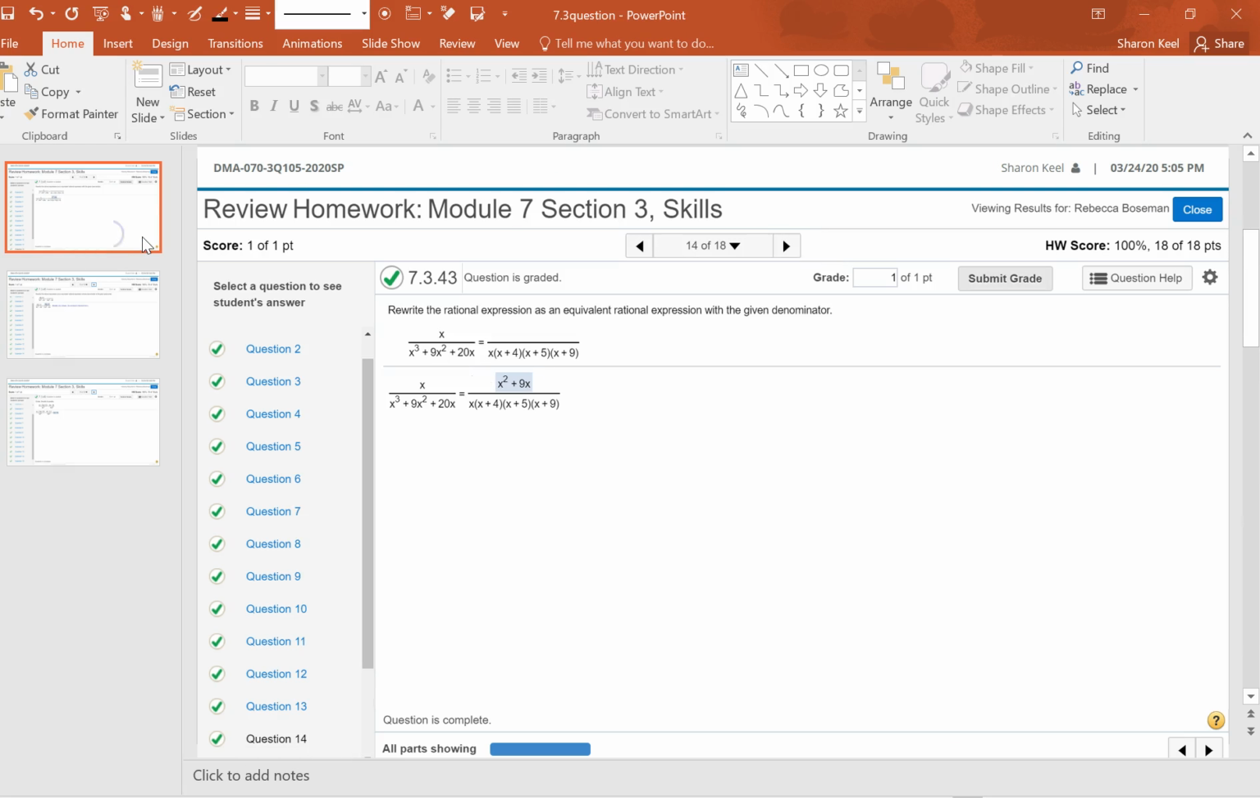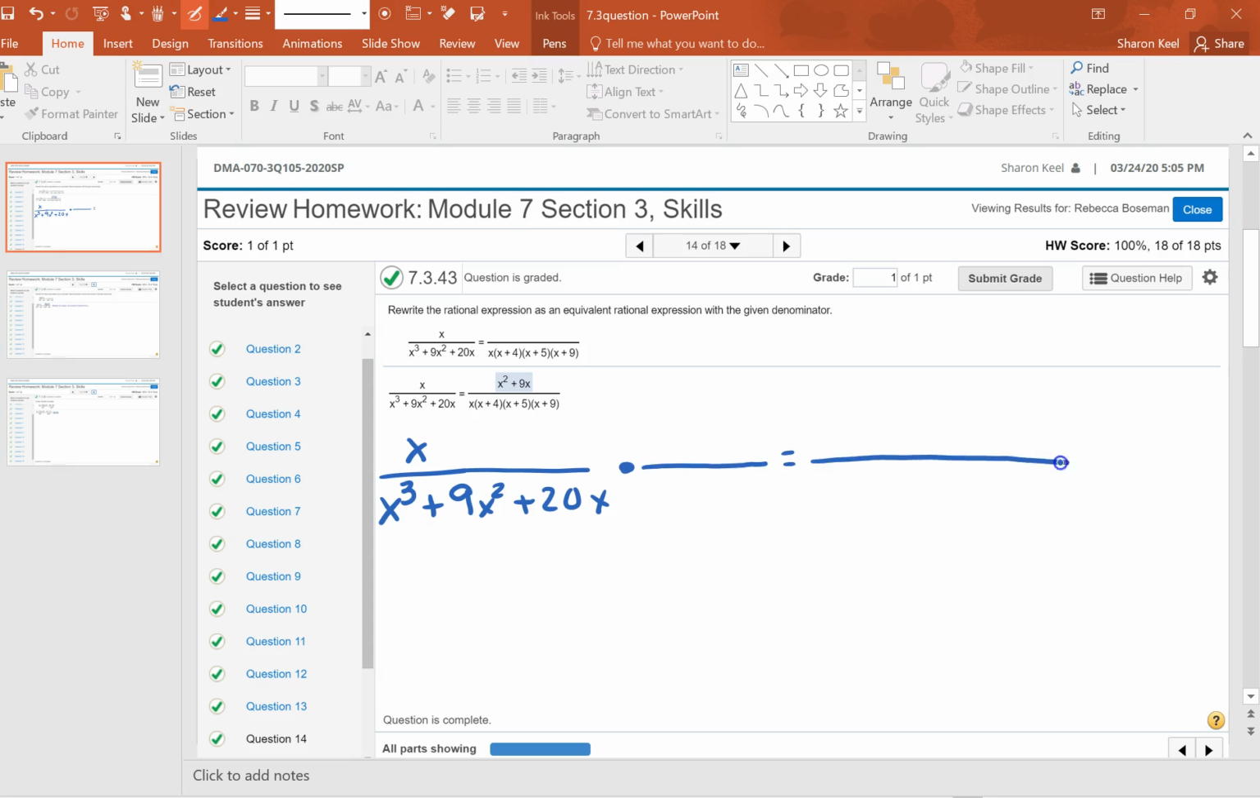Here are a couple of questions that I have from section DMA 70, section 3. As we look at this particular problem, we're going to start with the fact that when they set up their problem, they leave a particular part out that I like to include, where we have x over x cubed plus 9x squared plus 20x. They leave out the place where you need to figure out what you're going to multiply by to get the least common multiple.